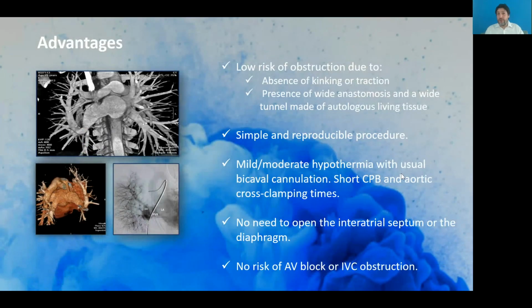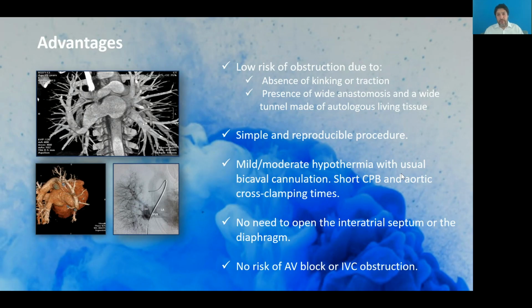Well, there's a low risk of obstruction due to the absence of kinking or traction, and we build a very wide anastomosis and wide tunnel, which is made of autologous living tissue, and this is very important. The procedure is very simple and very reproducible. Okay, you do not need to do hypothermic circulatory arrest. With mild to moderate hypothermia and usual bicaval cannulation, you can do it.